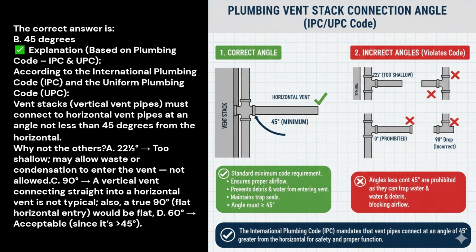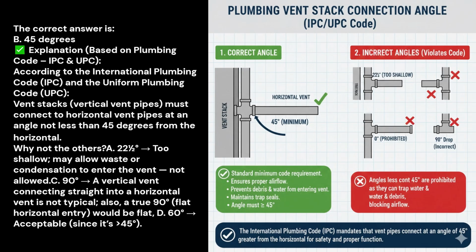IPC Section 905.3 states, vent stacks shall connect to the drainage system at or above the highest horizontal branch, and shall rise vertically or at an angle not less than 45 degrees from the horizontal. Similarly, horizontal vent pipes connecting to a vertical vent stack must enter from the side at 45 degrees or steeper, i.e., closer to vertical, to avoid trapping debris, maintain airflow, and prevent water from backing into the vent. Thus, the standard and code-compliant connection angle is 45 degrees, or greater up to 90 degrees, but 45 degrees is the minimum allowed, and the most common practical angle used.